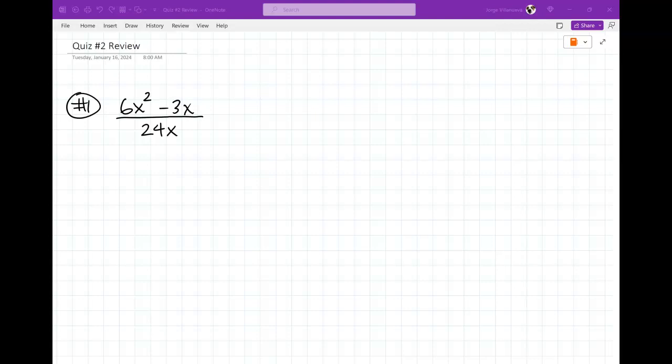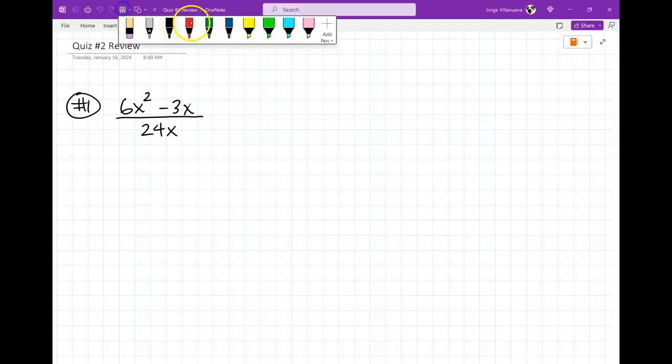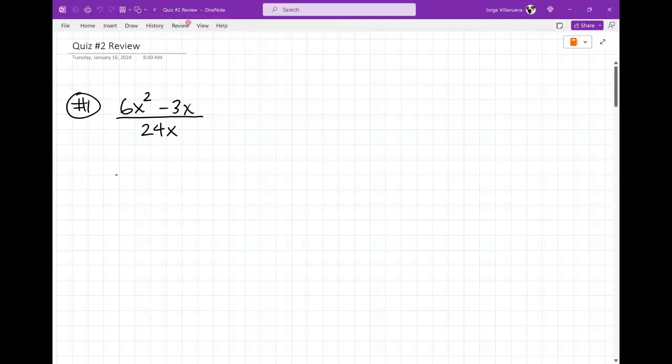So I'm going to start with the top. I have a 6x squared minus a 3x. Do they have anything in common in this case, the top? A 3 and an x, right? So let me take out a 3x for the top. If I take out a 3x, then what's left over is going to be a 2x minus a 1. Remember, that 1 is there because the 3x gets factored out completely. That means there'd be nothing there. So you always got to keep your placeholder there. So it's just going to be a 1.